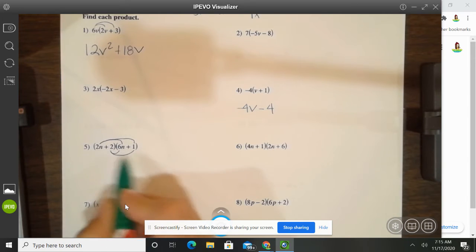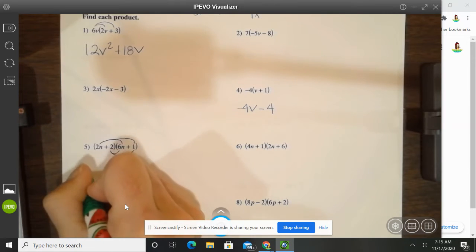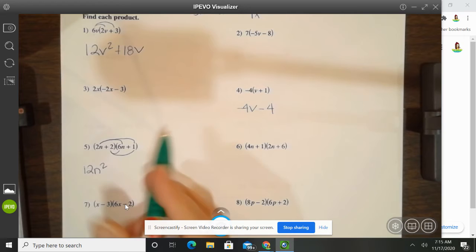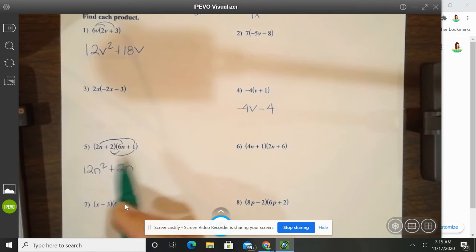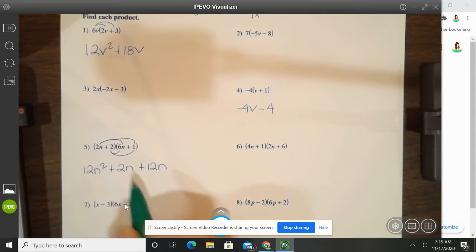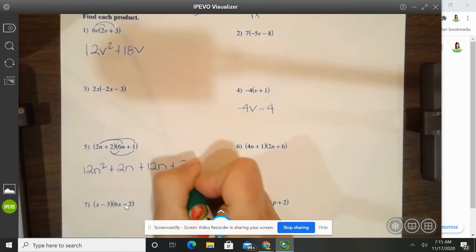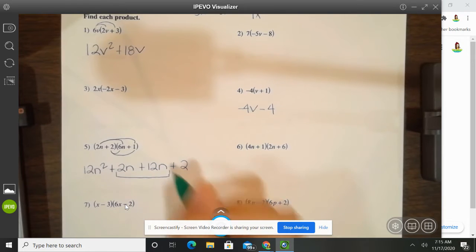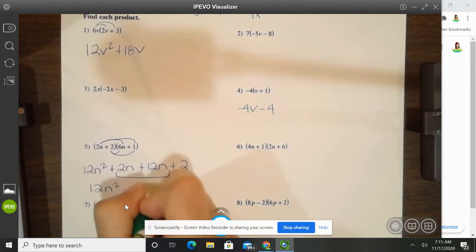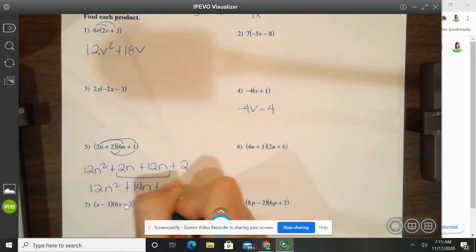2n times 6n, that is 12n squared. Notice that I add how many n's I have. 2n times 1, that is plus 2n. And then inside, 2 times 6n, so the same thing, 12n. And then 2 times 1 is 2. Now these 2 terms get combined because they have n's. So that's 12n squared plus 14n plus 2. That's all I'm doing here. Notice that the 2 middle terms are going to get combined when you're multiplying binomials like that.